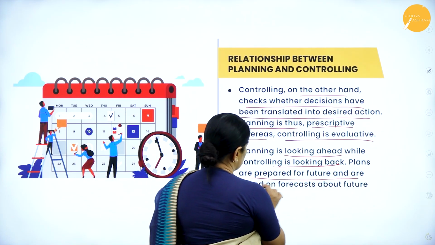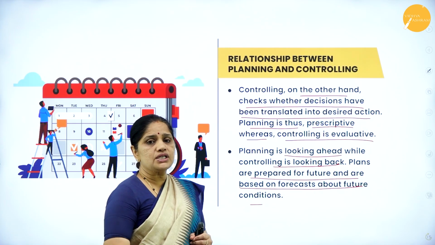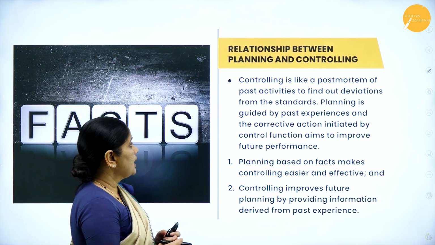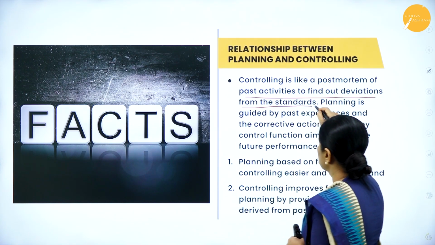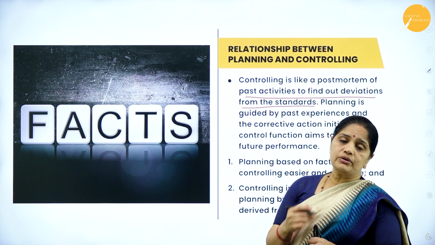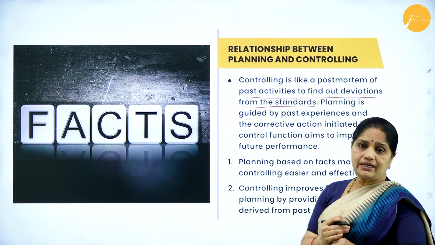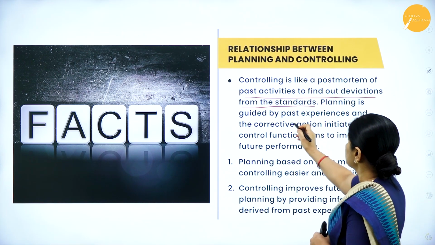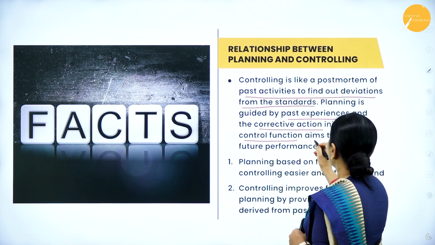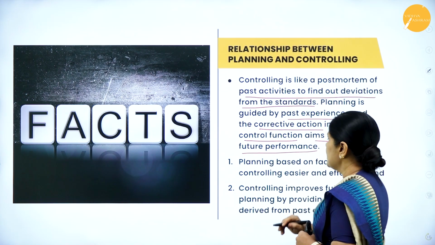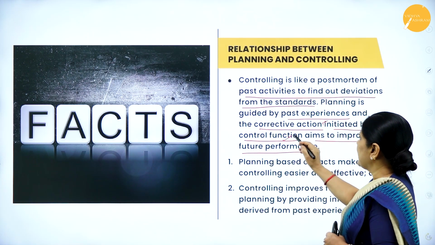Plans are prepared for the future and are based on forecasts about future conditions. So for the future conditions, we will be making the plans, but controlling is a post-mortem of past activities to find out deviations from the standards. So in planning, you will be setting up the standards, but in controlling, we will check whether the standards are met or not. Planning is guided by past experiences and corrective action initiated by the control function aims to improve future performance.